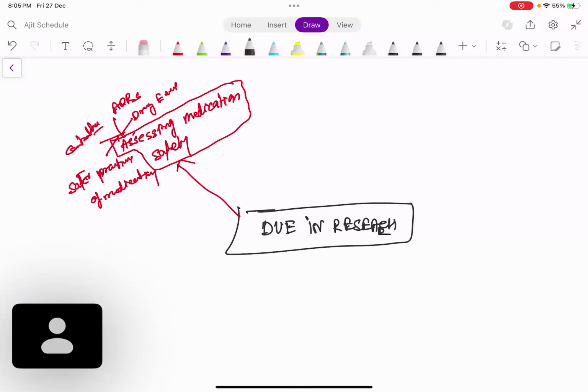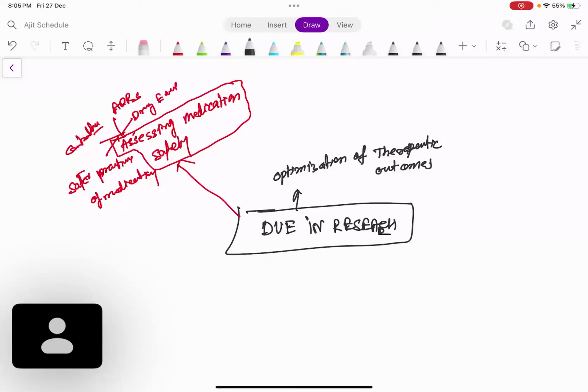Number two is very simple. When we are talking about assessment of safety, then we can definitely talk about optimization of therapeutic outcomes. So what is the optimization of therapeutic outcomes?